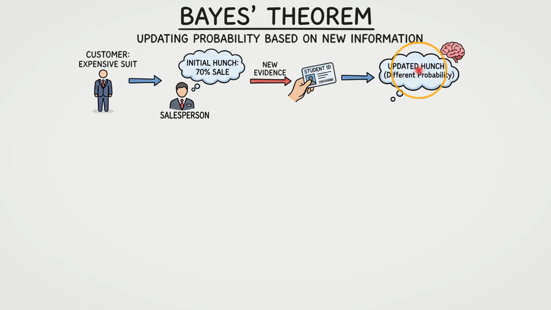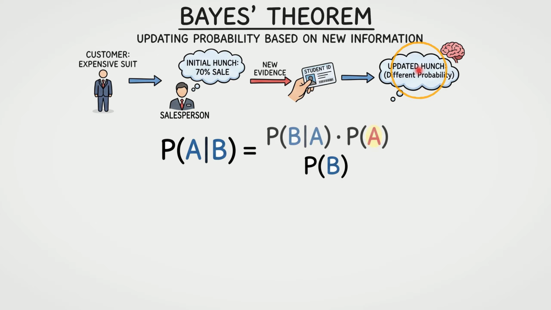This natural way our brains process new clues is captured perfectly by the formula for Bayes' theorem, right here. The formula states that the probability of A given B equals the probability of B given A, multiplied by the probability of A, all divided by the probability of B. Let's break down exactly what each piece means so it's perfectly clear.